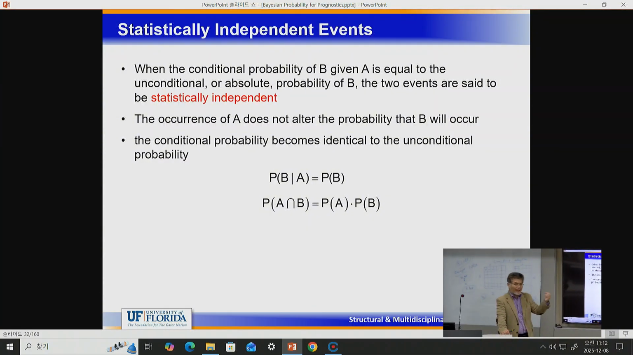Whether I have a test or not, my result will always be the same, meaning even if I have so many tests or so much data, I will not improve my results. That means there's no use in this. So independence is not good. We like events to be dependent on each other. If you are getting better, then I will take advantage of you. That's the theme that we have.